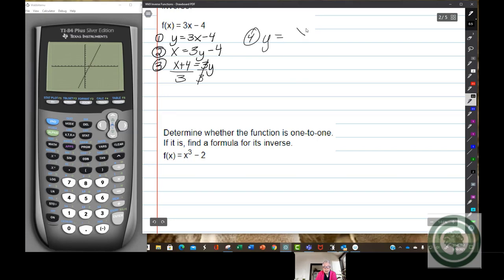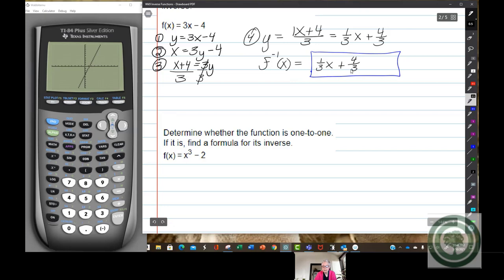Y equals x plus 4 over 3, which is the same thing as, if you remember, you've got an invisible 1 in front of the x. This is 1/3 x plus 4/3. So the formula for the inverse function, and you almost never have to write that. In fact, I can't think of you having to write it anywhere. The answer box is what you would write that in. One third x plus 4/3. And so there is your inverse function.